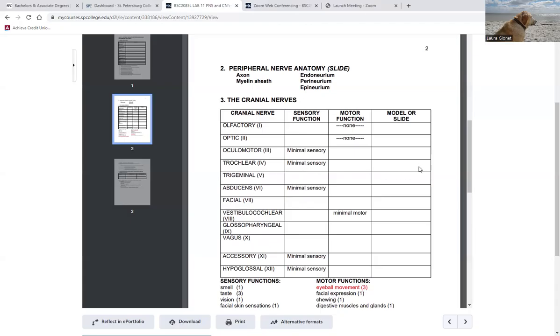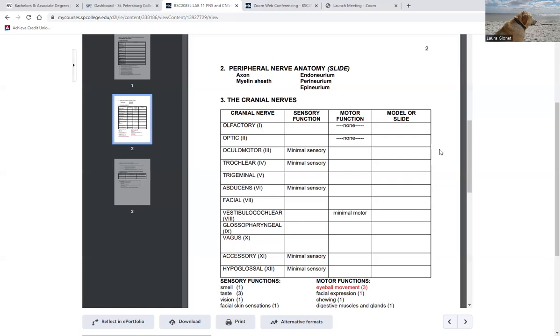On the trochlear column, you can put superior oblique, because that is the only muscle that trochlear innervates. And for abducens, you can write in lateral rectus. Here in oculomotor, right now, you can just put all other muscles, something like that, because that's how I'm going to refer to it next lab.